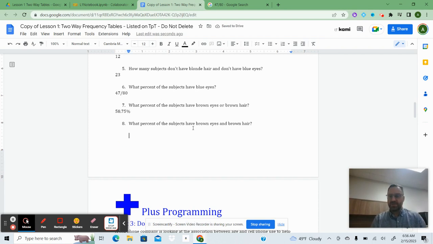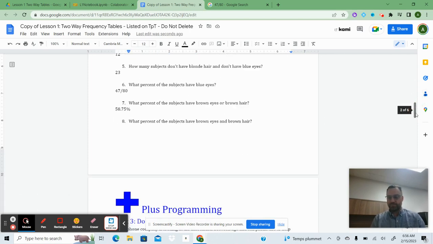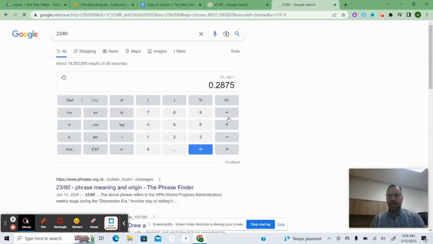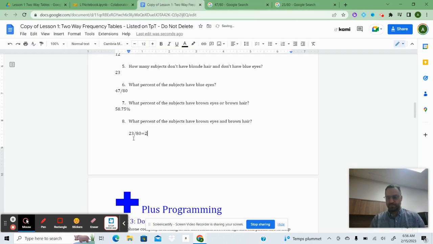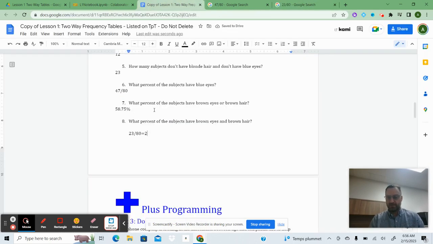What percent of the subjects have brown eyes and brown hair? You have brown eyes and brown hair is 23 out of the 80. Again, you can use a calculator here. If I just type in 23 divided by 80, that would give us 28.75%. You just slide the decimal two spots. So 28.75.